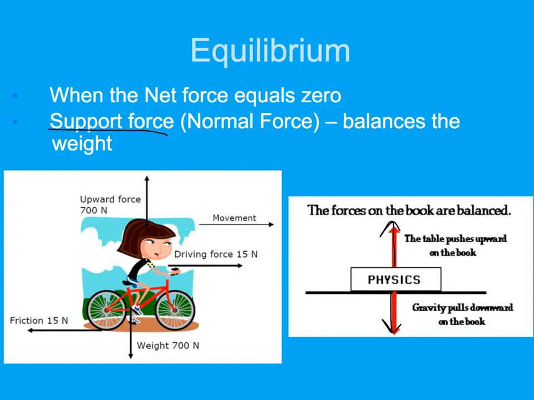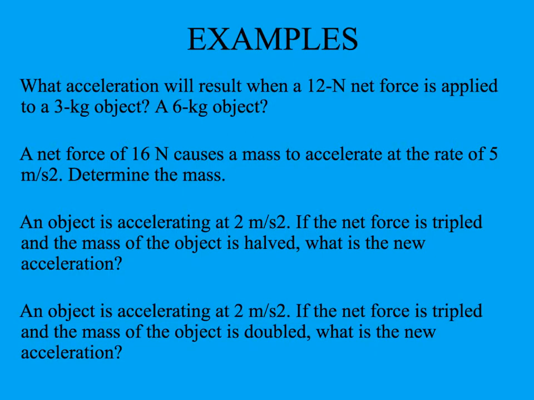The same is true with the bicycle. If her weight is 700 newtons, the ground pushes up by 700 newtons as well. That upward force is called the support or the normal force. There are plenty of examples to go over with Newton's second law.